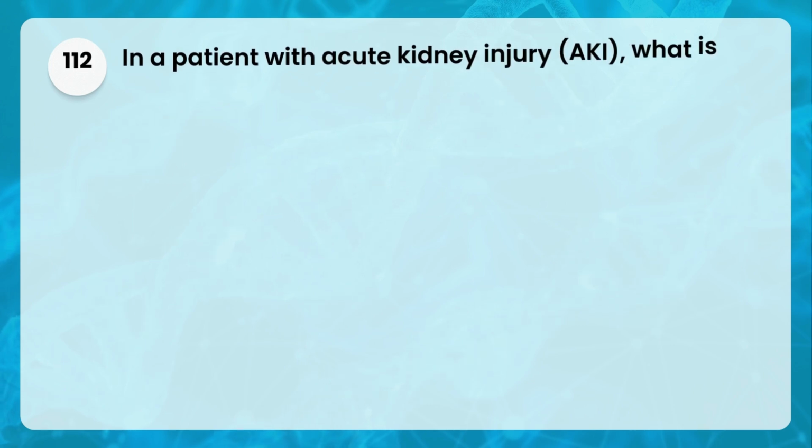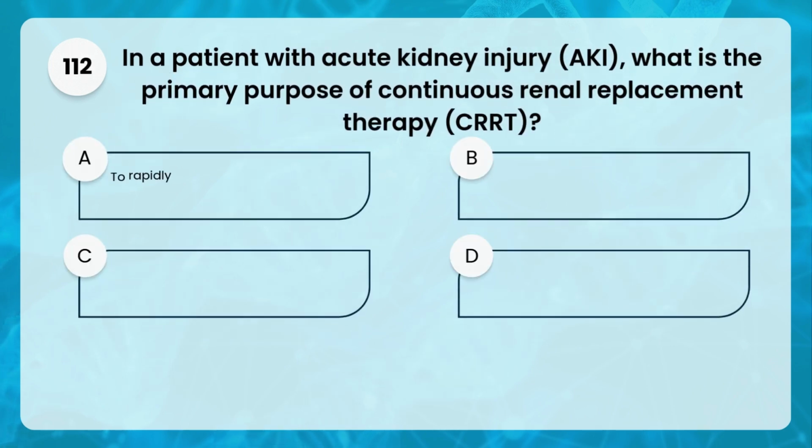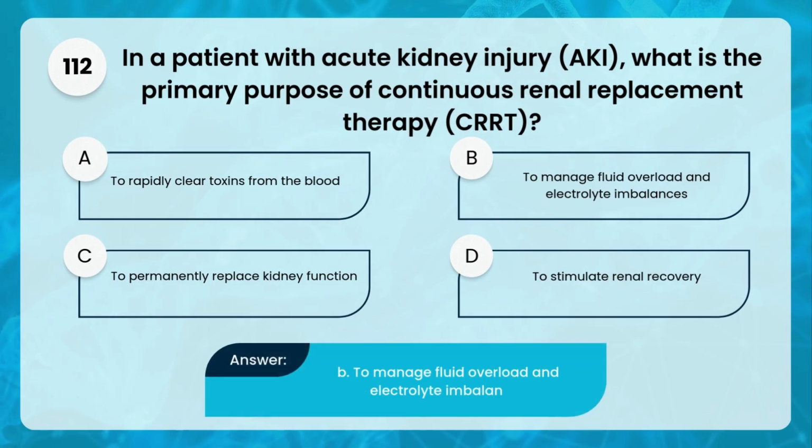112. In a patient with acute kidney injury, AKI, what is the primary purpose of continuous renal replacement therapy, CRRT? A. To rapidly clear toxins from the blood. B. To manage fluid overload and electrolyte imbalances. C. To permanently replace kidney function. D. To stimulate renal recovery. The answer is B. To manage fluid overload and electrolyte imbalances.